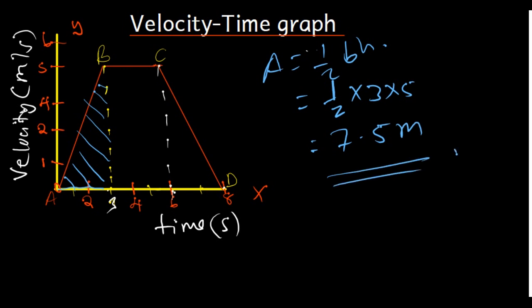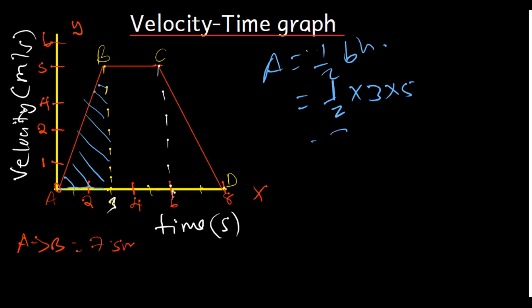But they can also ask us what is the displacement from B to C. Okay, so the displacement from B to C. Now let's first do this. From A all the way to B, the displacement we are saying is 7.5 meters. Now what of B all the way to C?